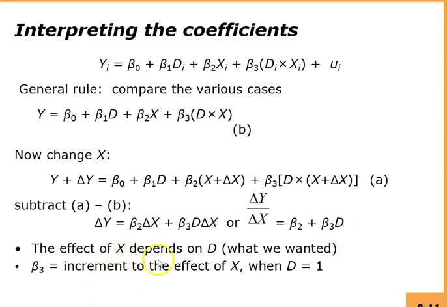The effect of x depends on the value of d. So if we are finding out how much is the rate of change of y compared to the rate of change of x, or rate of change of y over rate of change of x, that value will depend on whatever value d also takes. So beta 3 essentially becomes your increment to the effect of x when d is equal to 1.